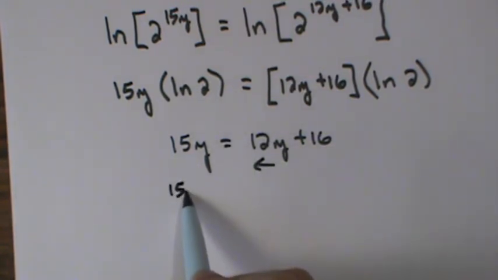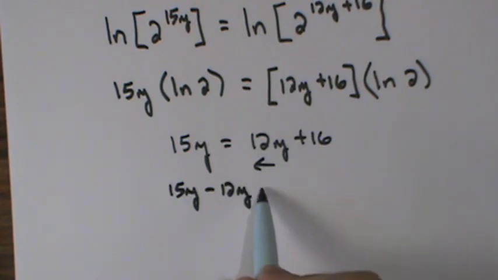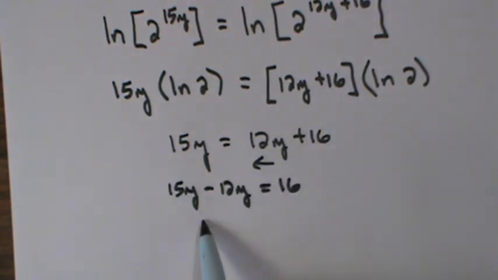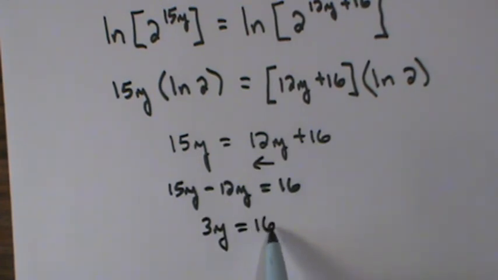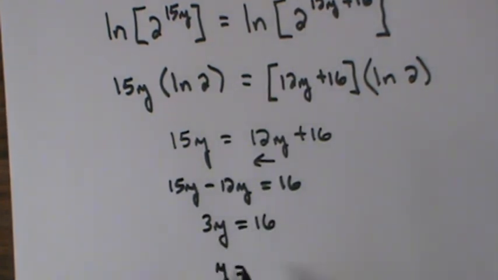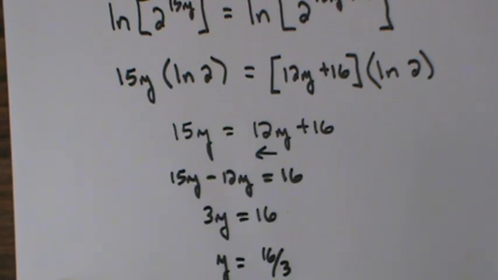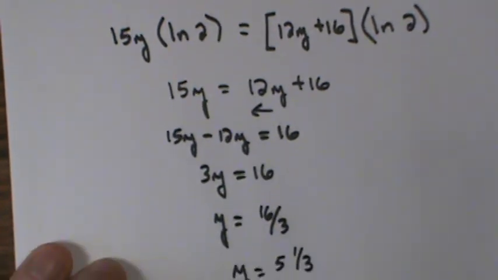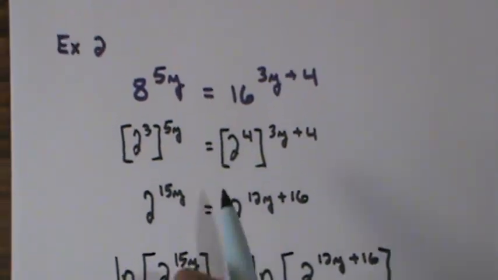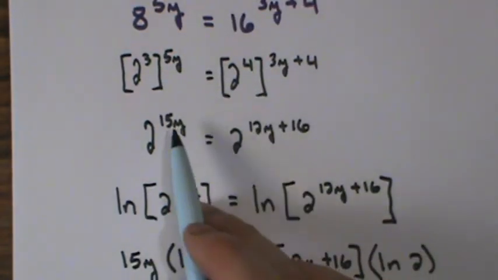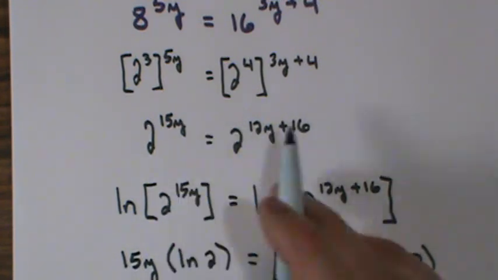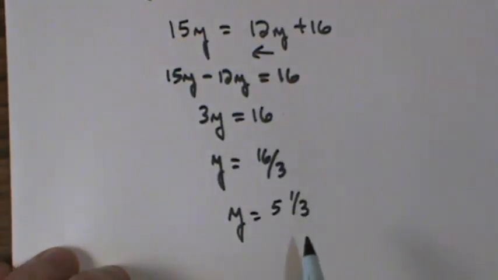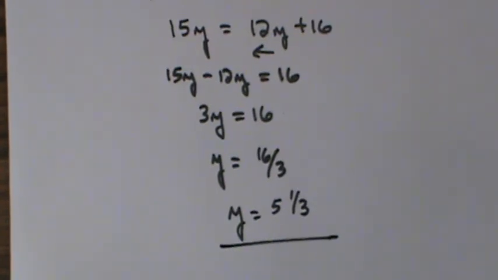I can call this 15y take away 12y equaling 16. So 3y equals 16, divide by 3, and y will be 16 thirds, which is 5 1/3. If you wanted to, you can plug those back into here. I'd actually plug them in here where I already have the like bases and see that they are equivalent. It's a simple algebra equation, so I'm going to take it on faith that I didn't make any mistakes. Y will be 5 1/3.